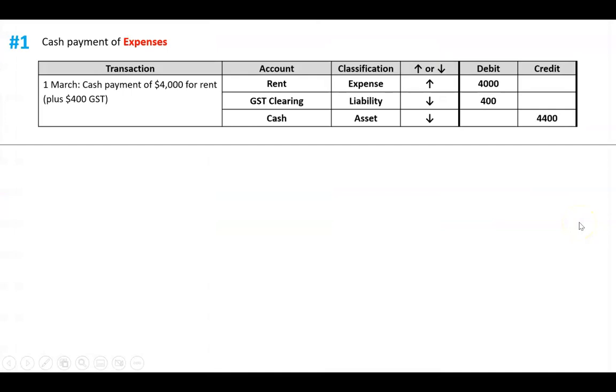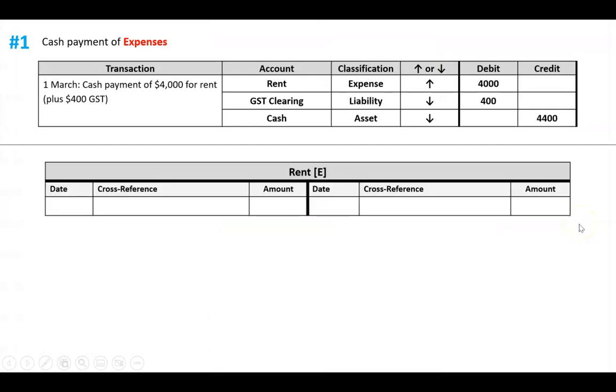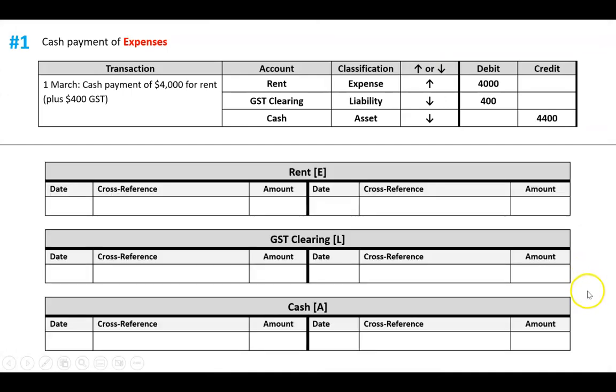Beautiful. So now we put that in some ledgers. So we're going to need a rent ledger, a GST clearing ledger, and a cash ledger. You might call this bank, cash at bank, whatever, it's the same thing. So we're just going to call it cash here. Let's take the first one. Rent should be a debit on the 1st of March. So I'll do the date and the amount. As always, I'm going to leave the cross-reference till last. You do whatever system works for you, but that's just how I do it.